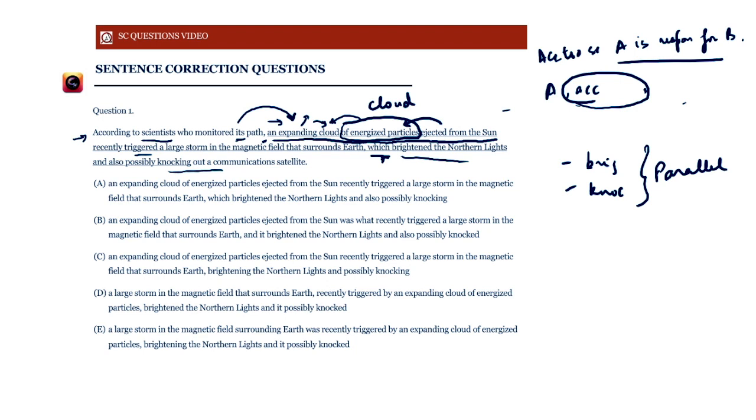All right, now what does this which refer to? This which could refer to this event of the cloud triggering a large storm, or it could also refer to the large storm. So we don't really know what actually brightened the northern lights and knocked out the communication satellite. And another thing, notice here that we have and also, which is redundant. There are two things, the brightening of the northern lights and knocking out of the communication satellite, we can just join them with and. We don't need to give this and also. This is not ideal.